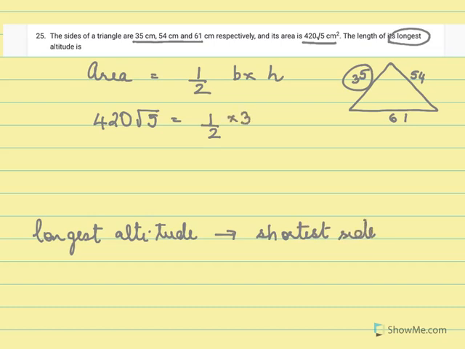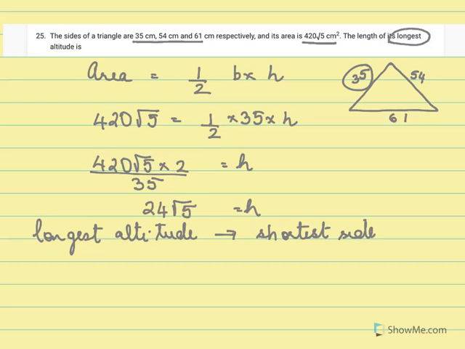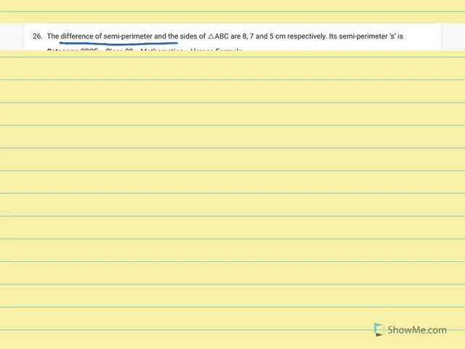35 is the shortest side, so we have 35 into h. And when you solve this, you'll get 420 root 5 into 2 over 35. And the answer for the h will work out as 24 under root 5. The difference of the perimeter and the sides are 8, 7 and 5. Means s minus a is 8, then we have s minus b is 7, s minus c is 5.